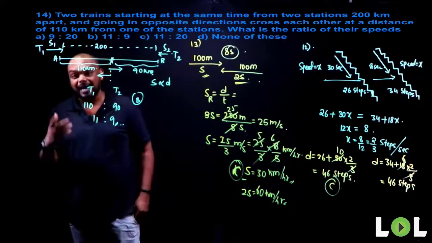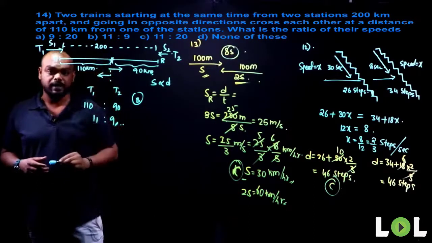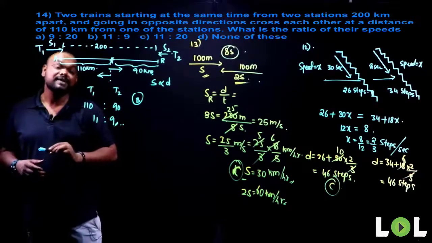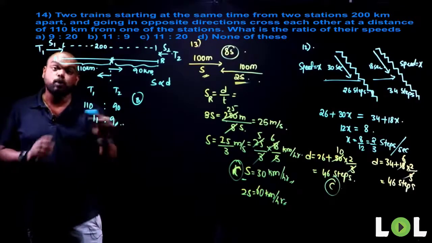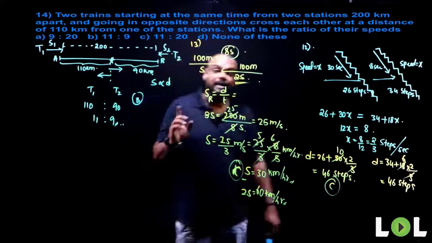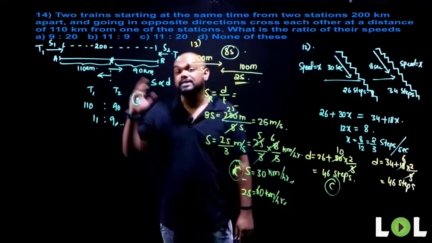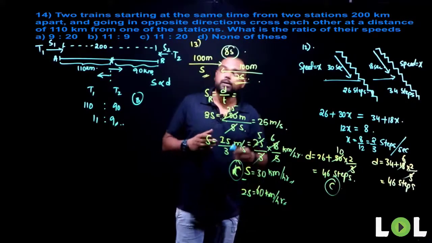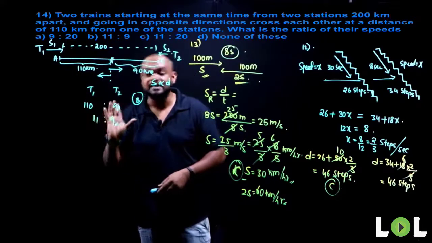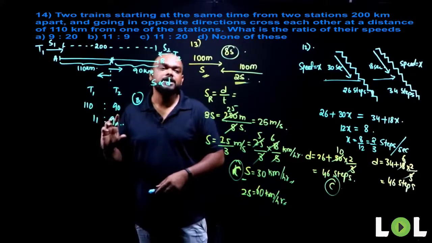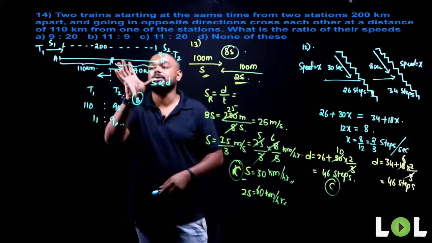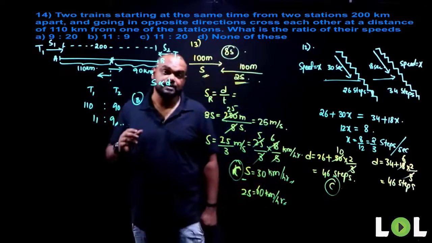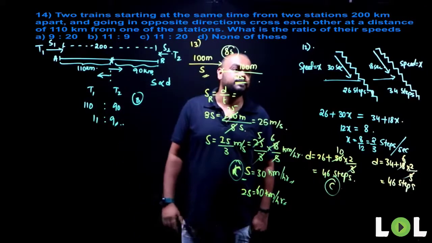Because I assumed they met here, this distance is 110. But it can be something like this also. This can be 110 and this can be 90. In that case, the ratio becomes 9:11. Both are possible, guys, because he did not tell us 110 from which station, first station or second station. He just told 110 kilometers from one of the stations. Had he mentioned 110 from the first station, the exact answer is 11:9. Since he did not mention, it can be in the reverse order also. Then the ratio becomes 9:11. So luckily we don't have that option at all. So this is our final answer. Okay, let us continue. The next question, please.